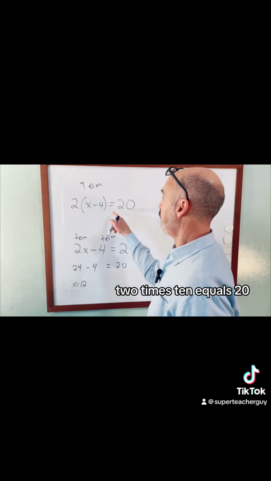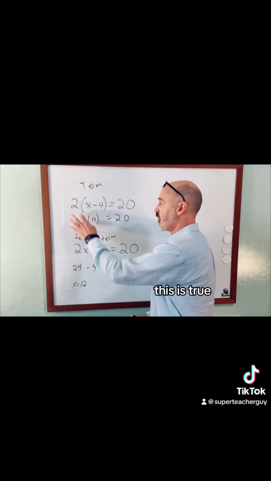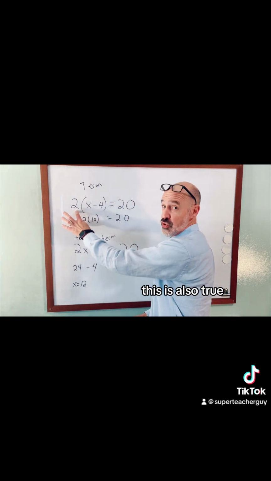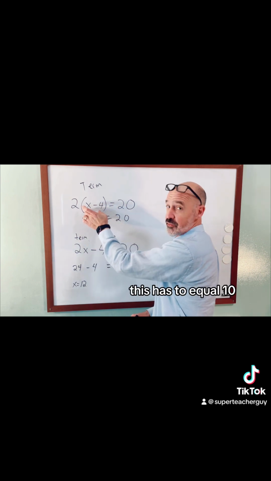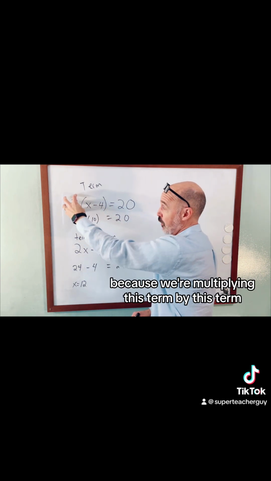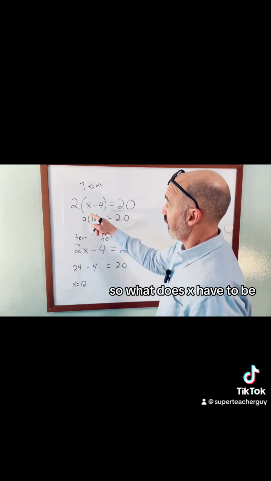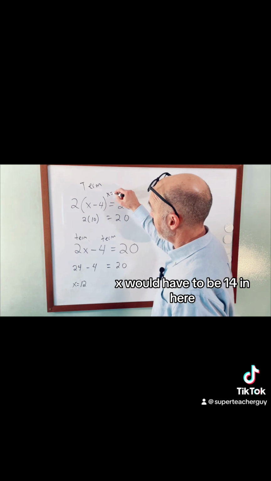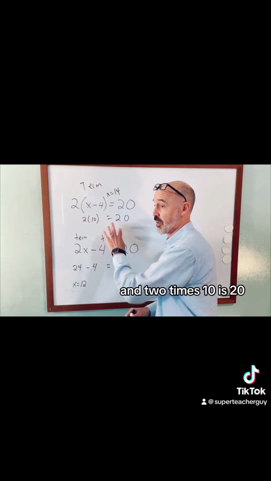If this said 2 times 10 equals 20, this is true. This is also true. I know that because of the equal sign. So if 2 times 10 is 20, this has to equal 10 because we're multiplying this term by this term. So what does x have to be? X would have to be 14 in here because 14 minus 4 is 10 and 2 times 10 is 20.